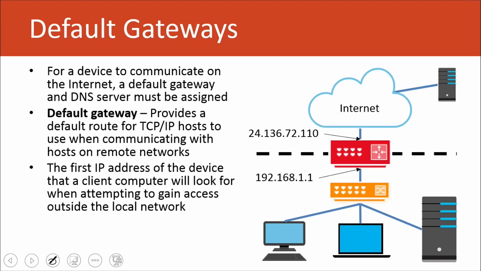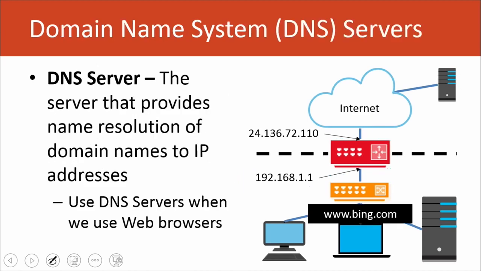The first IP address of the device that a client computer will look for is actually the address that belongs to the default gateway. And so this network address we were talking about, the first address in a network range, is going to be assigned to a router. That router does serve as the default gateway, so keep that in mind. Here's a little data going through the router and then, of course, onto the internet. It's pretty exciting stuff, this data transfer. Let's talk about the domain name system, okay?